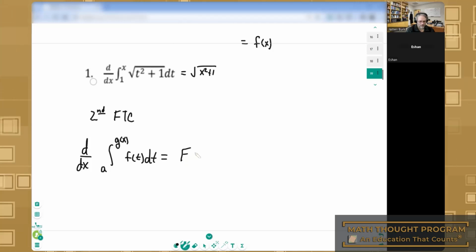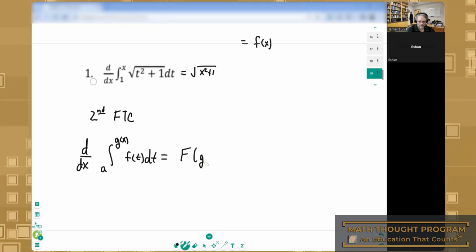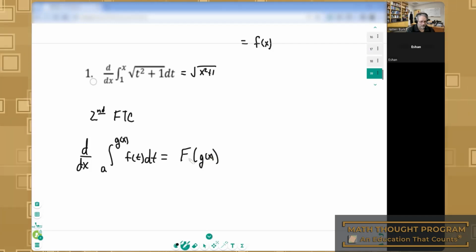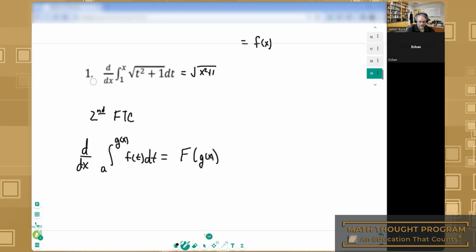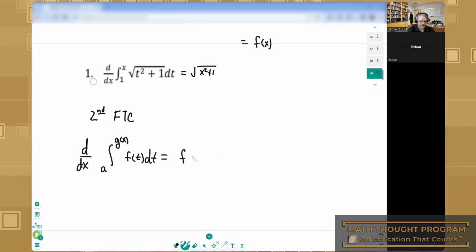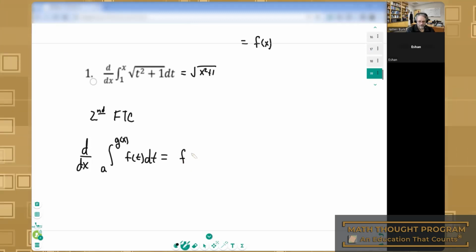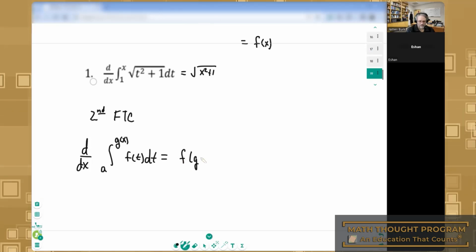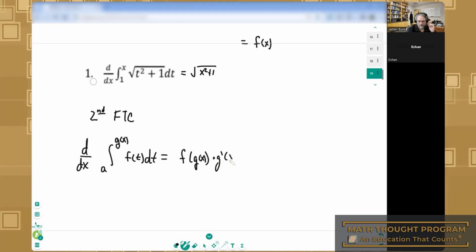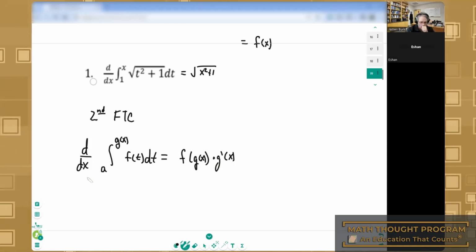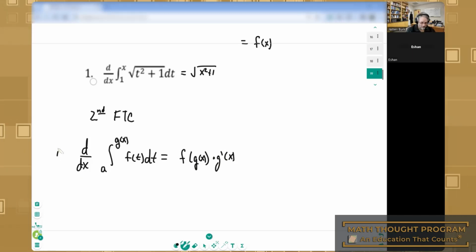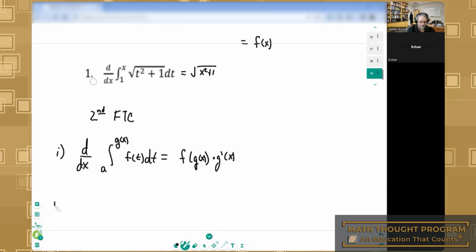What we're going to do is plug this thing in, and then you're going to have to take the derivative. And when you do that, the capital F reverts back down to the lower f, the integrand. But you have the function evaluated at g, then multiplied by g prime.